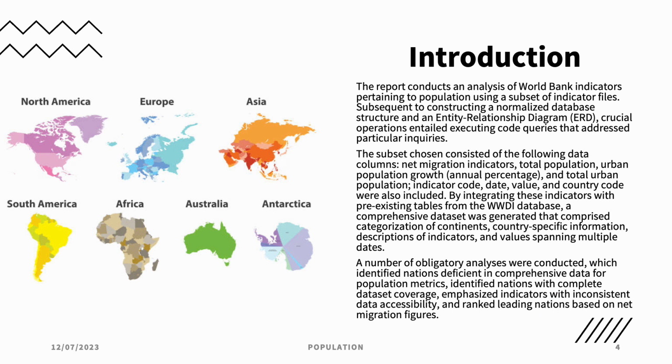We analyzed population indicators from the World Bank after creating our database. We normalized it using an ER diagram. Analysis was conducted on 9 mandatory questions and 2 additional questions the team chose, identifying population statistics and measurements. The mandatory analysis identified countries with complete population data and countries without population data. In addition, the analysis highlighted indicators with inconsistent data and rated countries according to their data.